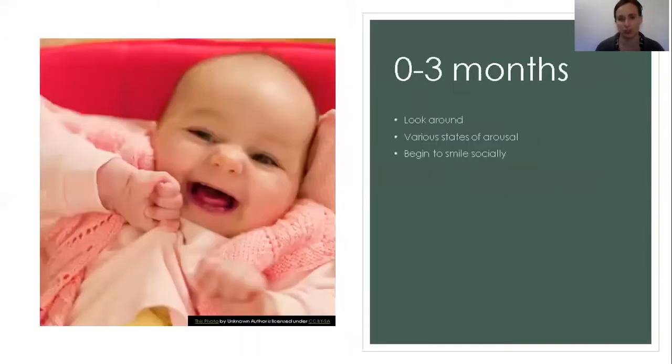So in 0 to 3 months, the child is starting to look around, they're making eye contact, they're not as sleepy as when they were newborns. They have various states of arousal, though they're still sleeping quite a bit in the first couple months of life. But by 8, 10 to 12 weeks, they should be able to smile socially. Mommy, daddy, sister, brother, anybody very familiar in their life comes into the room, picks them up, smiles at them, they will smile back. It's a huge milestone for most parents that their child is now smiling at them.